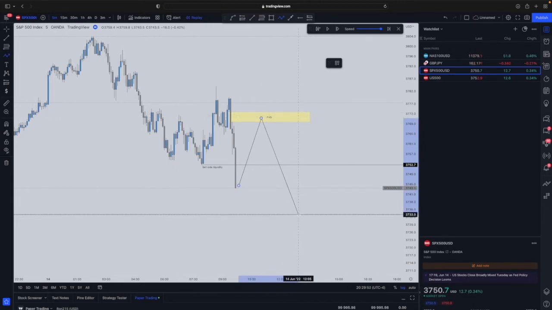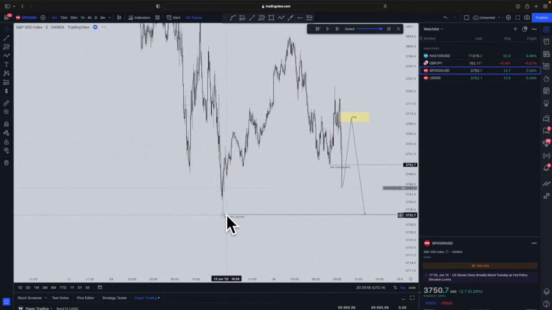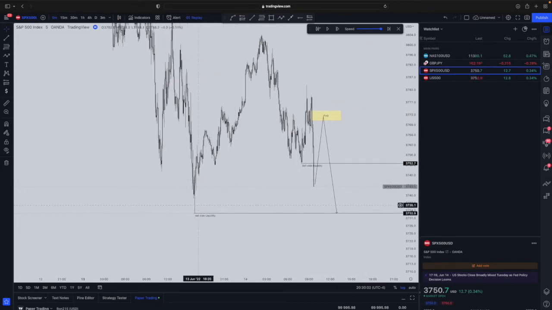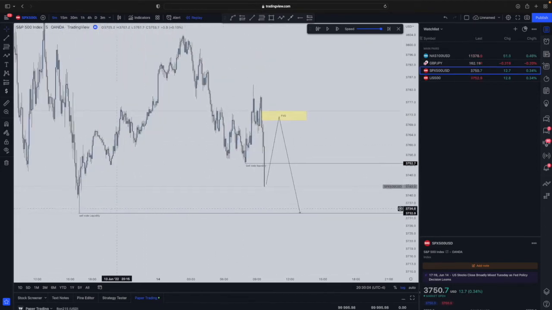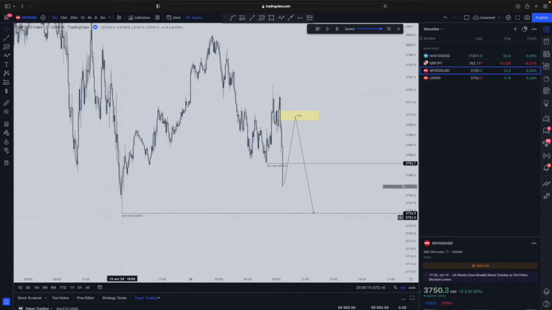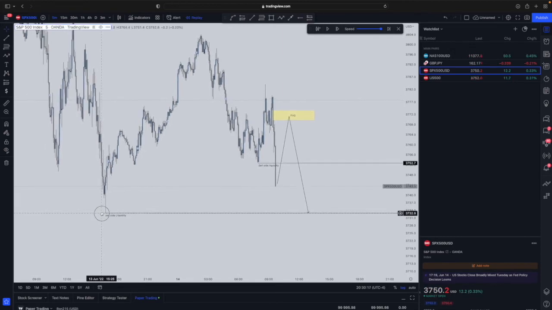I'm looking to take price down to the next liquidity area, which was the previous day low. That's my target. Since this liquidity was taken out, I'm looking for price to return back to the fair value gap, and then look for price to sell down to this previous day low, which is also sell side liquidity.